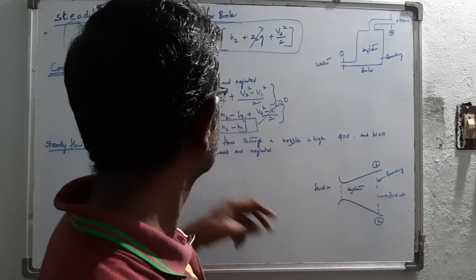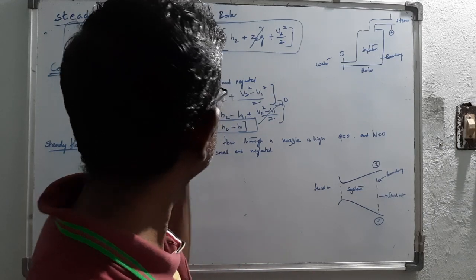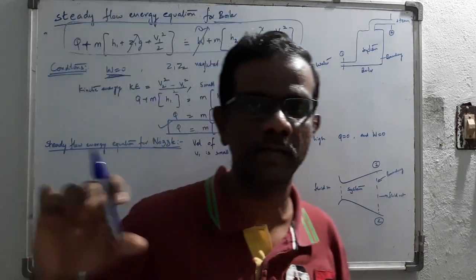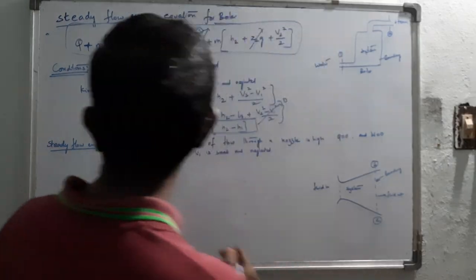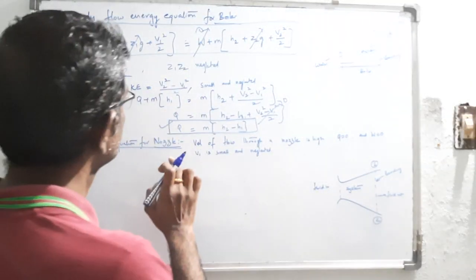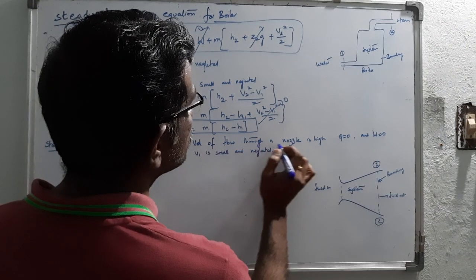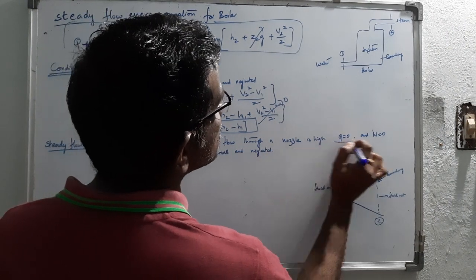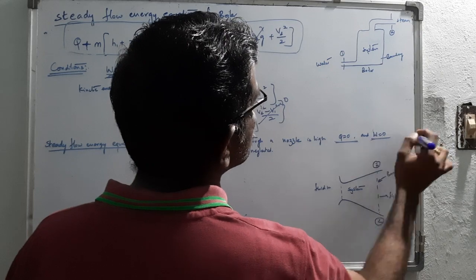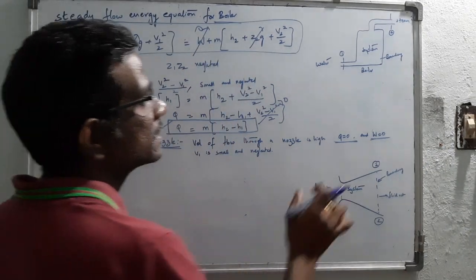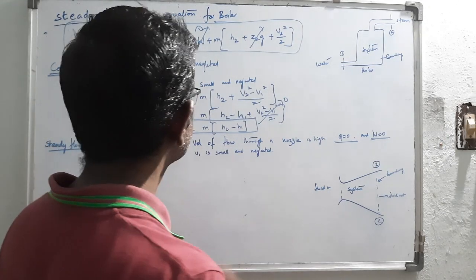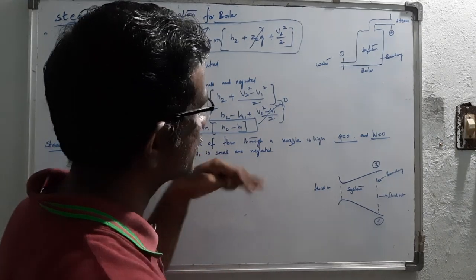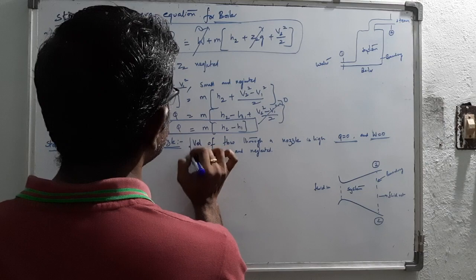Now let us see how this steady flow energy equation is applied for a nozzle. Steady flow energy equation for nozzle. Here the velocity of flow through the nozzle is high. So here Q is 0 and work transfer is 0. Heat is 0 and work is 0. So V1 is small and can be neglected. These are the conditions you must know.